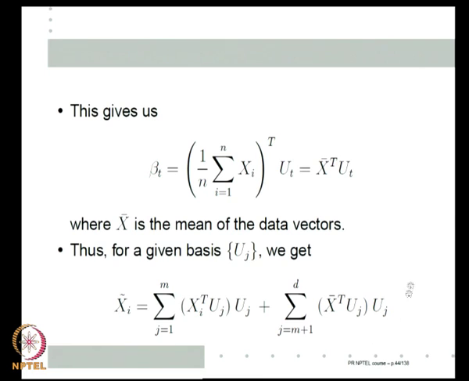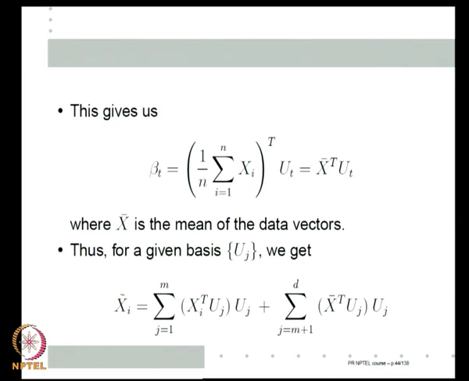By m-dimensional approximation we mean the xi tilde vectors live in an m-dimensional subspace of d-dimensional space. Of course, this is a linear combination of the vectors u1 to ud. Each of the vectors u1 to ud are vectors in Rd. So, the right hand side of this is a d-dimensional vector. There is no question about that.